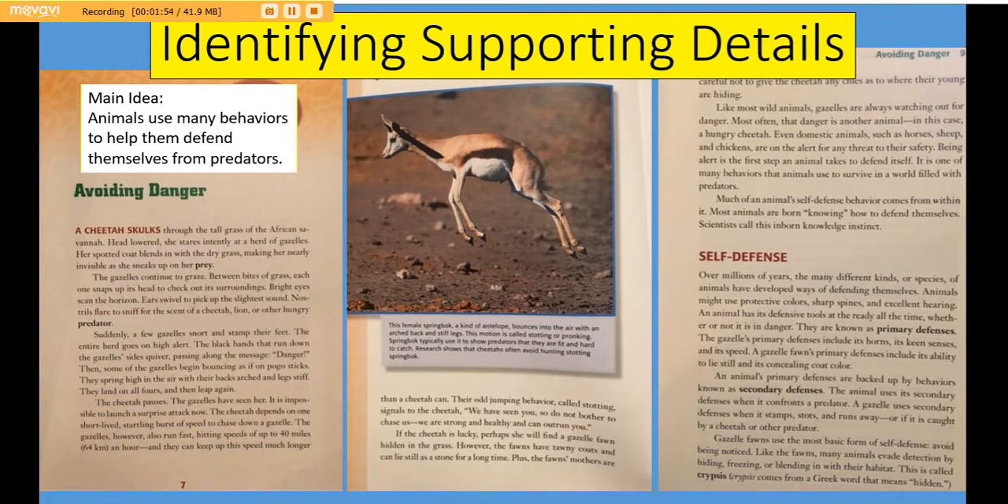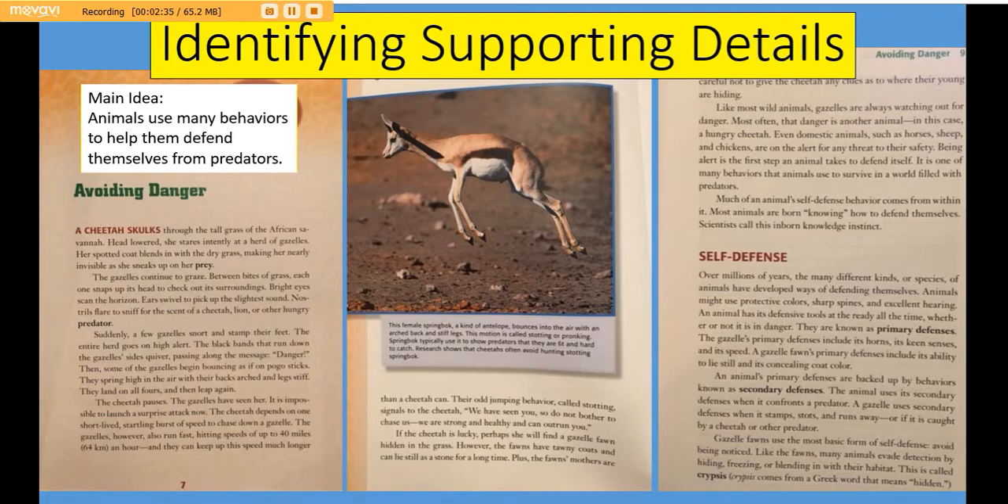Avoiding danger. A cheetah skulks through the tall grass of the African savanna. Head lowered, she stares intently at a herd of gazelles. Her spotted coat blends in with the dry grass, making her nearly invisible as she sneaks up on her prey. The gazelles continue to graze. Between bites of grass, each one snaps up its head to check out its surroundings. Bright eyes scan the horizon, ears swivel to pick up the slightest sound. Nostrils flare to sniff for the scent of a cheetah, lion, or other hungry predator.